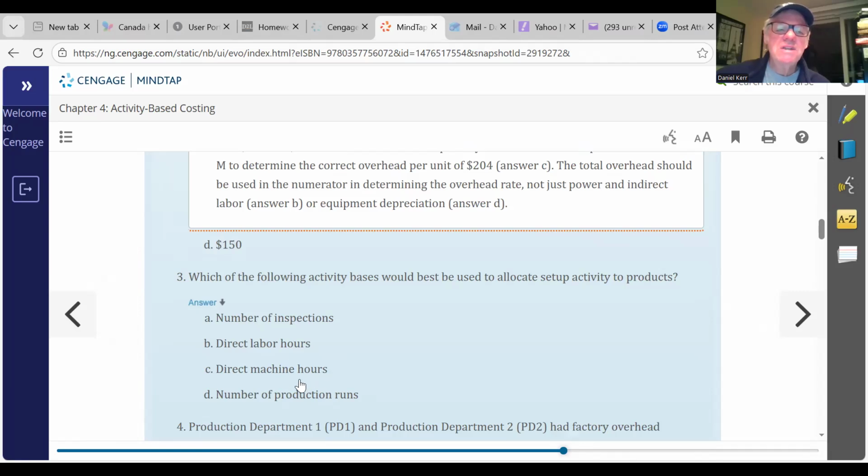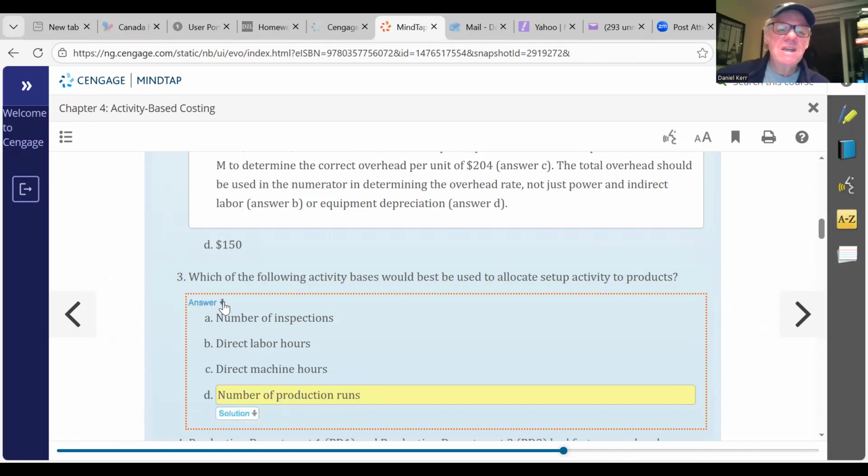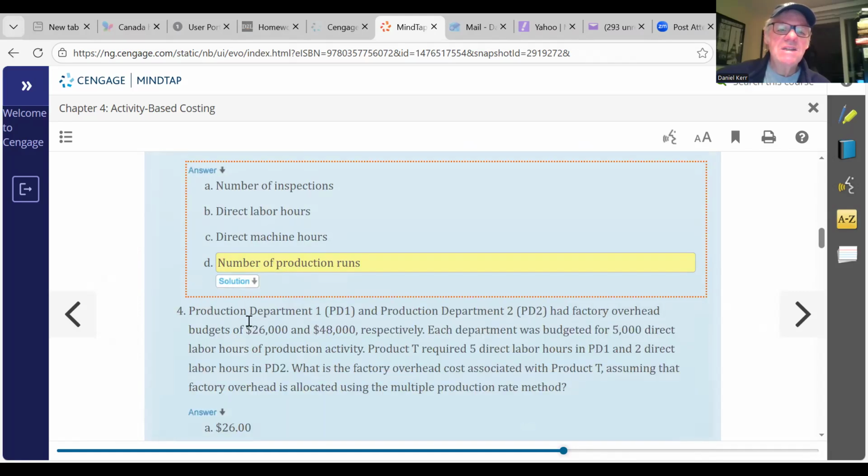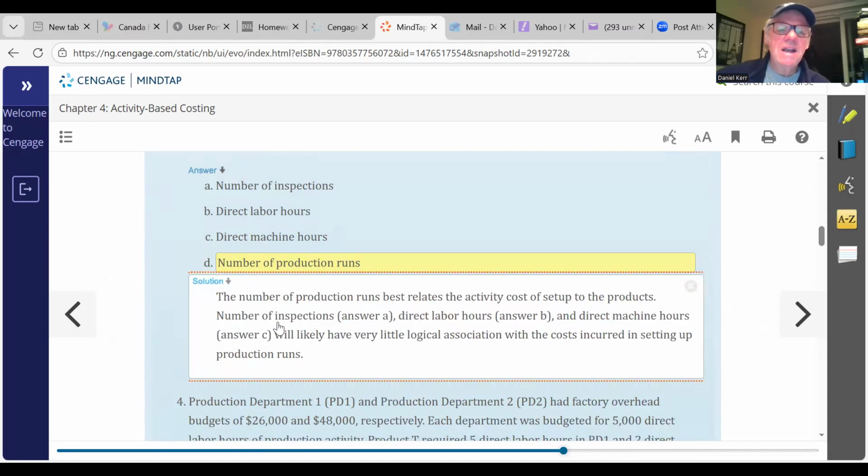Number of production runs, that sounds good. I think the answer is D, and that is indeed the answer. If you want to take a deeper dive on that, get a little explanation here. The number of production runs best relates the activity cost of setup to the products.